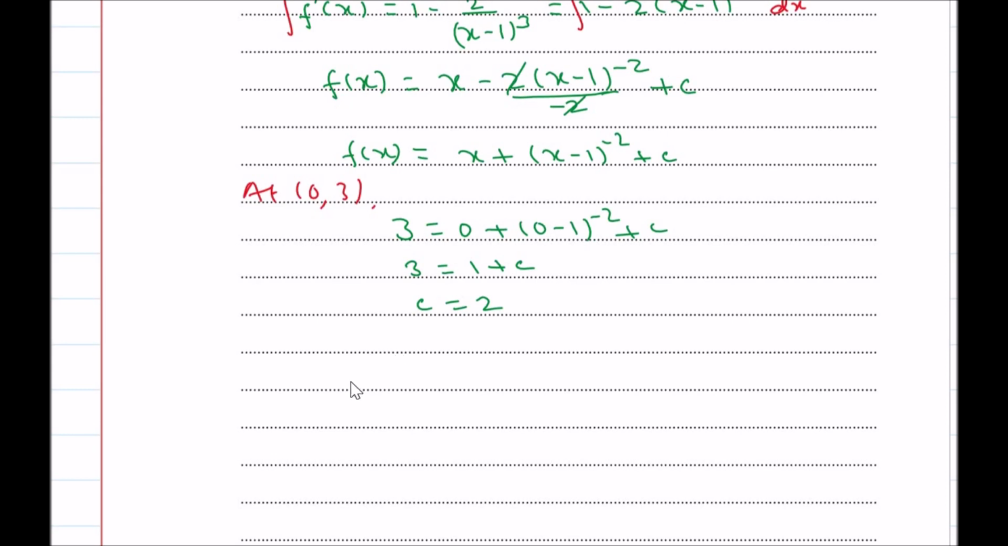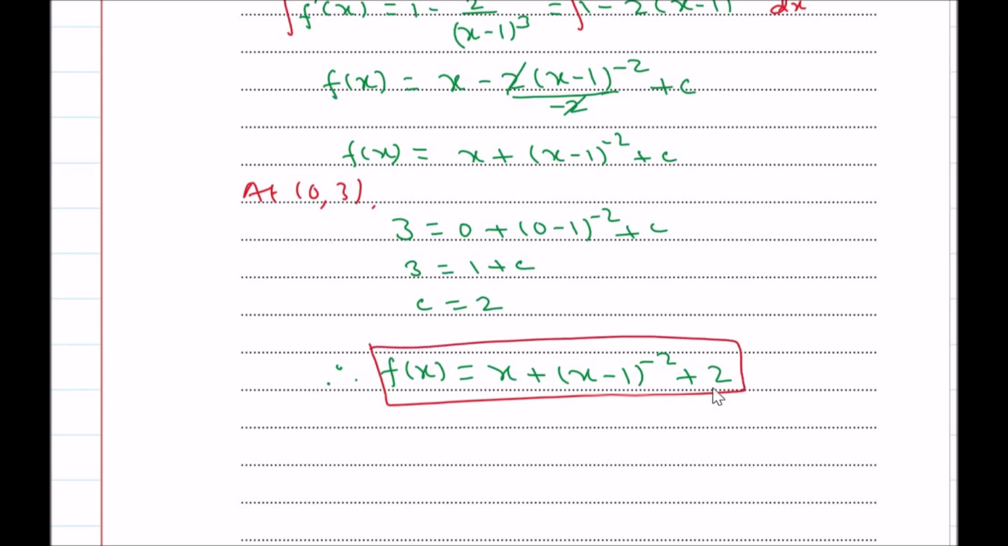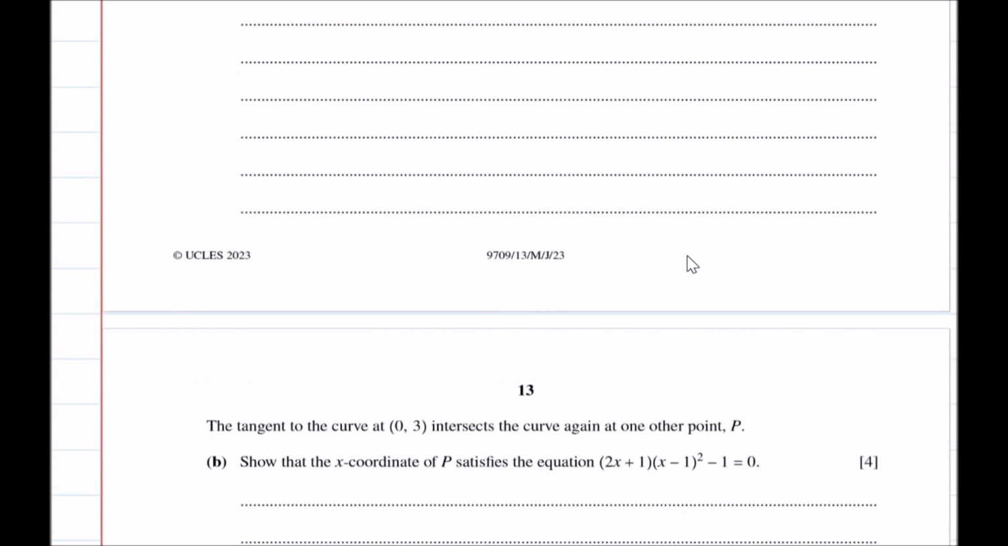Okay. Therefore, let's write the equation of the curve. f(x) equals x plus (x minus 1) to the power minus 2 plus c, which is 2. We just substituted the value of c. Then our answer is this. Okay, let's go to the next part.